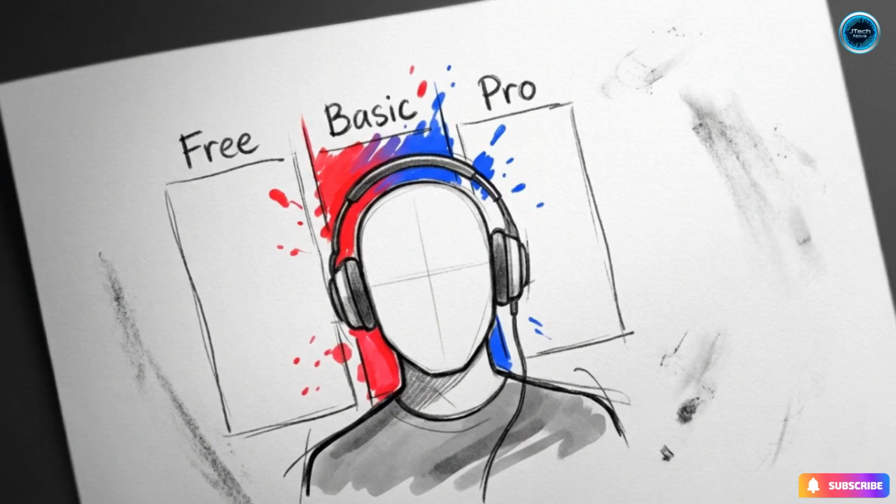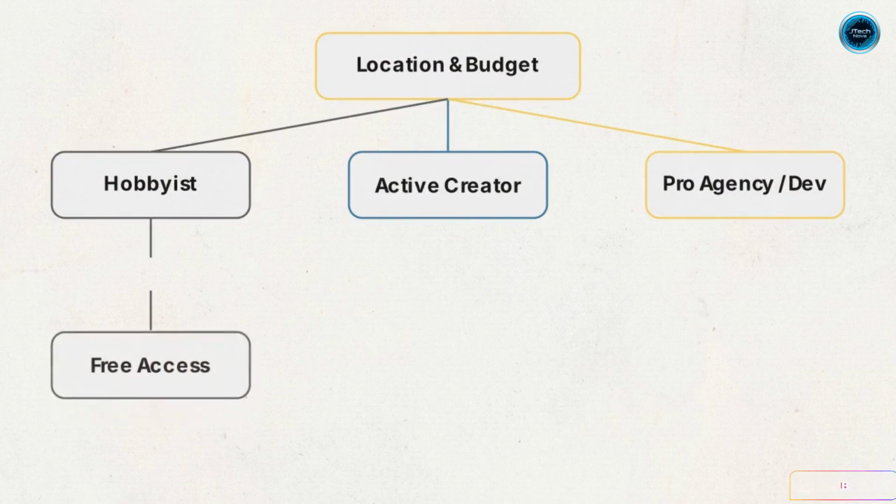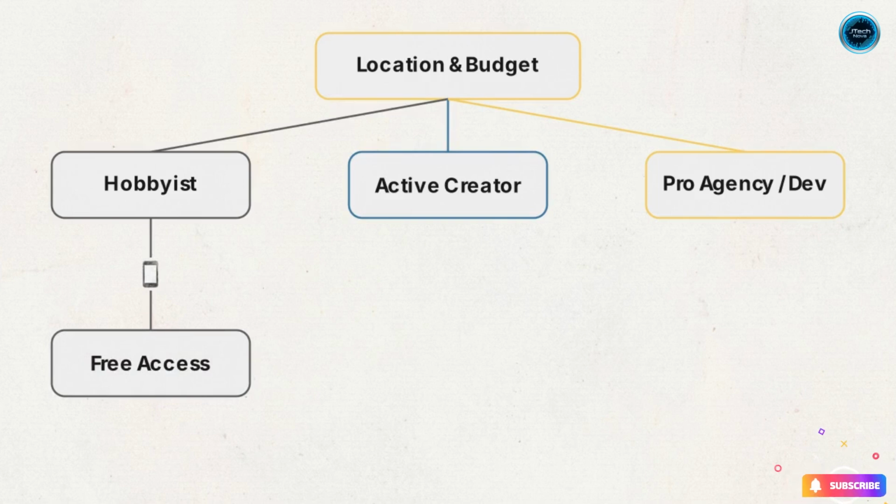To find your verdict, we have to look past the features and align your specific needs with the correct path. First, check your location and your tolerance for technical friction. Is your time worth more than $30 a month? If you have zero budget and just want to test basic prompts, use the Dreamina free trial or the Daobao app. You will pay for this access with your time, enduring long server queues and lower resolutions.